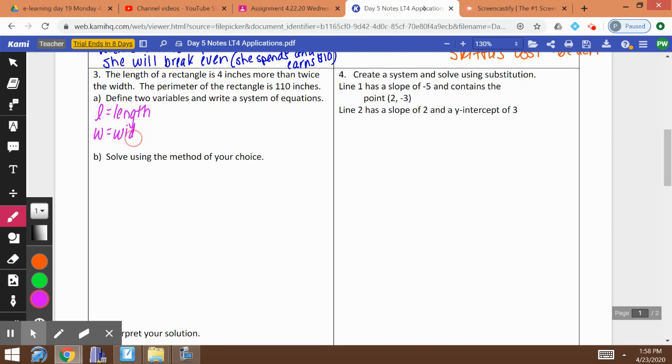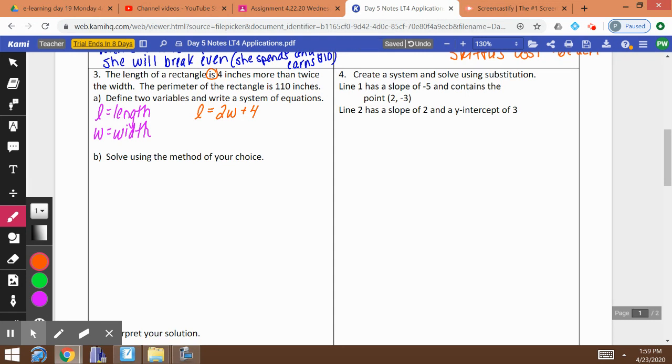W is our width. Those are the two things that we want to find. Before, when we did this, we actually solved it just using one variable. But here we're going to write two equations. So the length of a rectangle is, when I see "is," I think equals. So the length is 4 inches more than twice the width. So we've got twice the width, and 4 inches more than that would be plus 4.